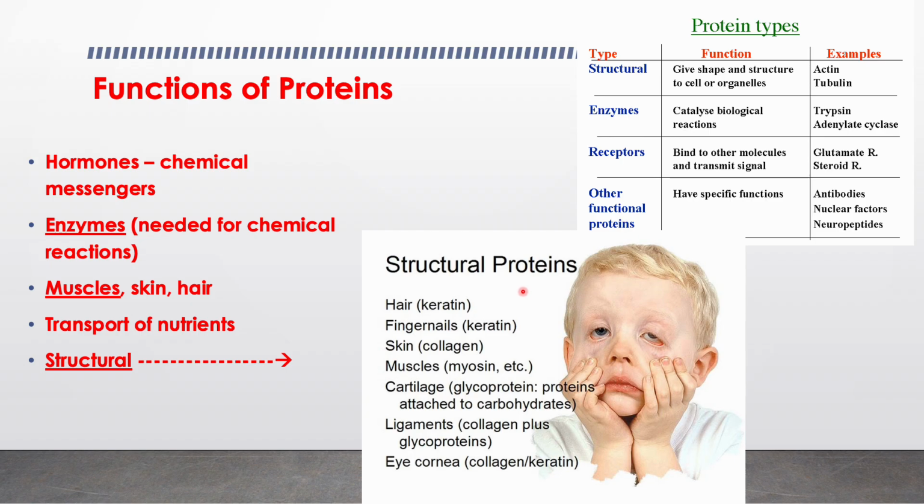familiar with: keratin, which you find in your hair and fingernails. It's also found in the cornea of your eye. Collagen, which is found in our skin and ligaments. Myosin, which is found in our muscles. Cartilage contains glycoprotein, which is proteins attached to a carbohydrate. And we can also find some of those glycoproteins in our ligaments.